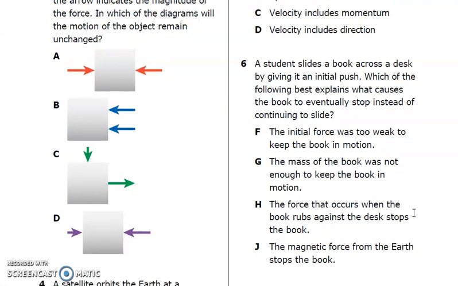Number 6. A student slides a book across a desk by giving it an initial push. Which of the following best explains what causes the book to eventually stop instead of continuing to slide? F. The initial force was too weak to keep the book in motion. G. The mass of the book was not enough to keep the book in motion. H. The force that occurs when the book rubs against the desk stops the book. J. The magnetic force from the Earth stops the book.